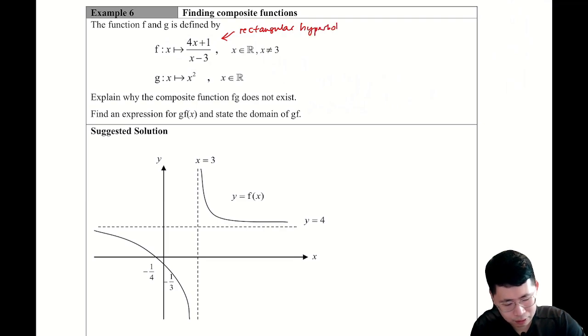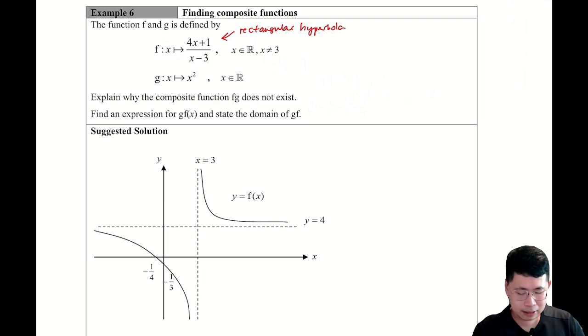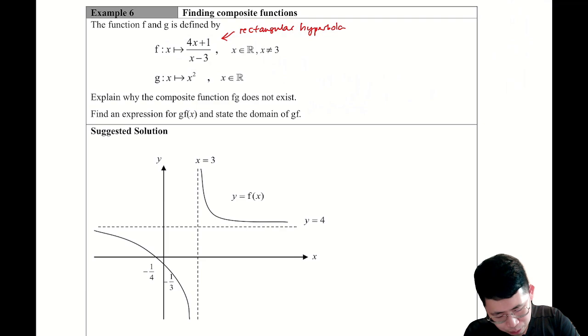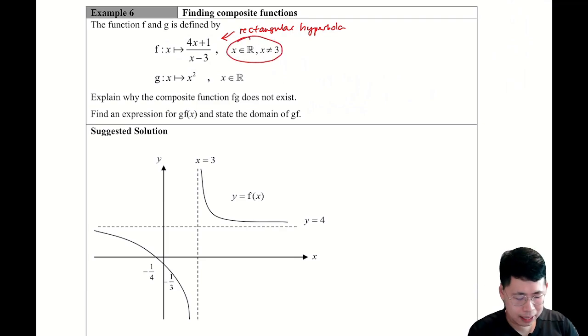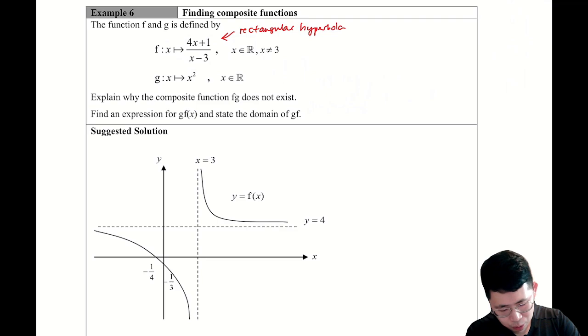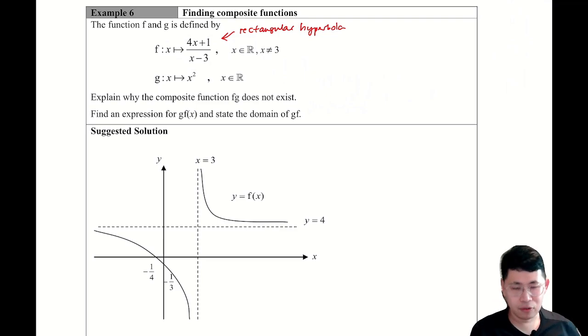Okay. Now then for g(x), the shape is actually a parabola. Let's take a look at the domain. For f(x), x is a real number and x cannot be 3. And the domain of g(x) is all the real numbers. So explain why the composite function fg does not exist.